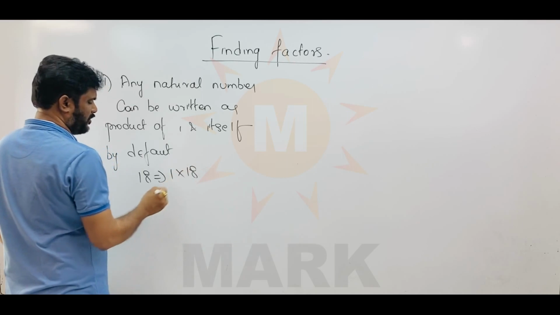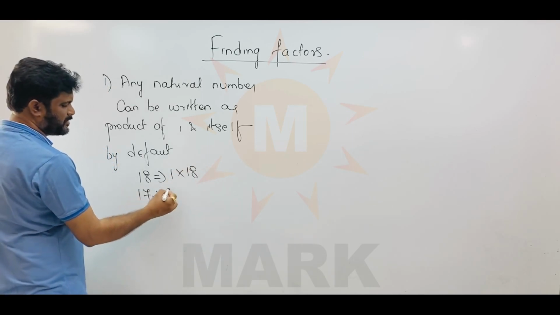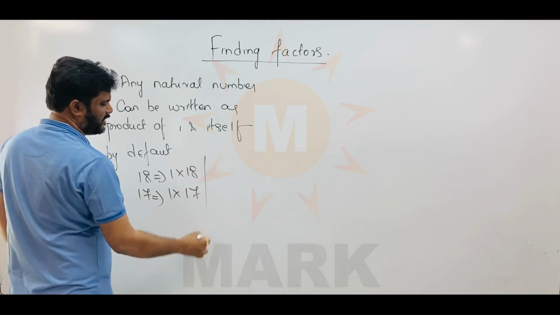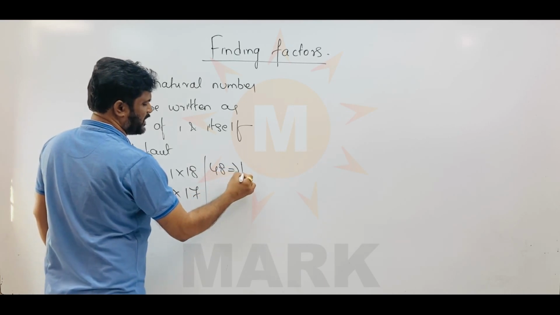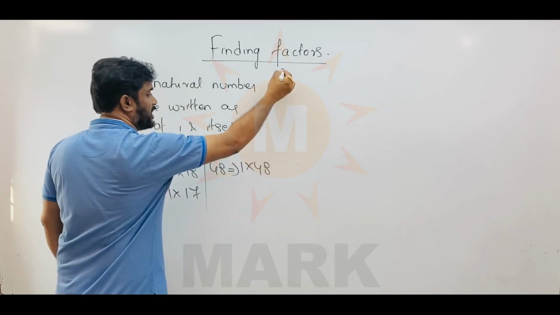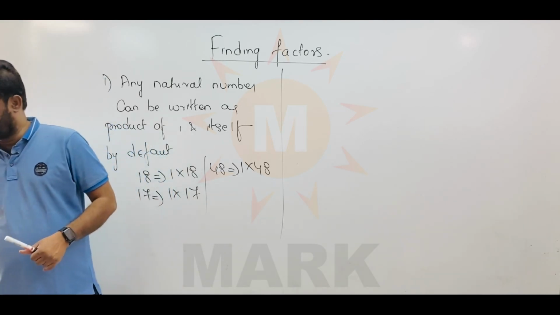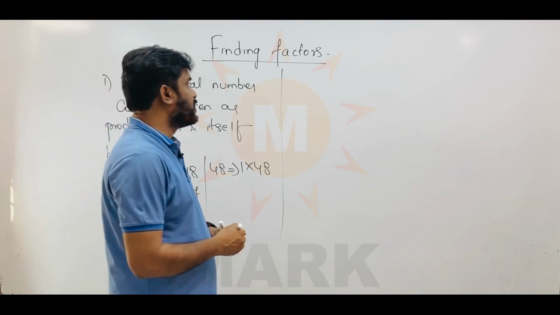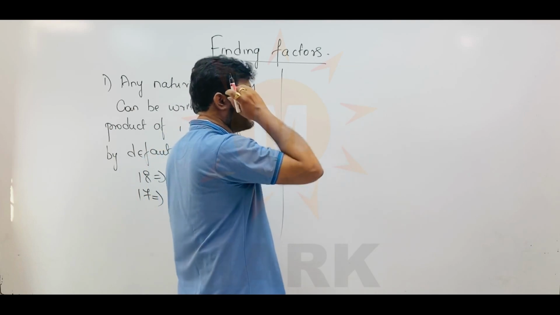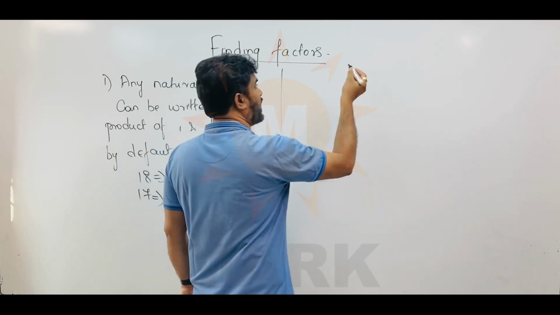If I take 17, any natural number, I can write 17 as 1 into 17. If I take 48, I can write 48 as 1 into 48. So this is a very simple fact that we know, that any number can be written as the product of one and itself, right? The second point is a very, very important point based on factors.